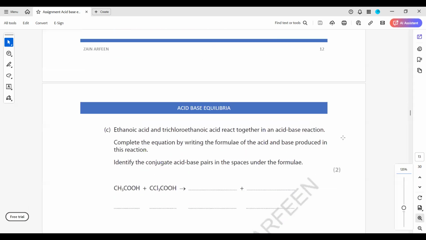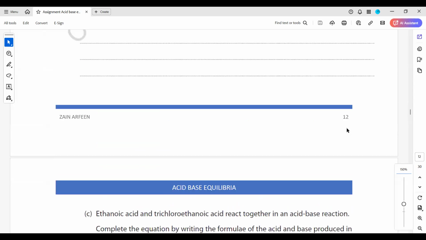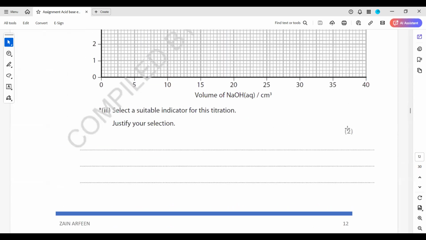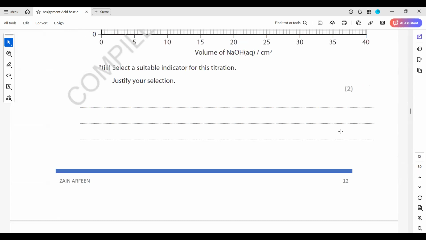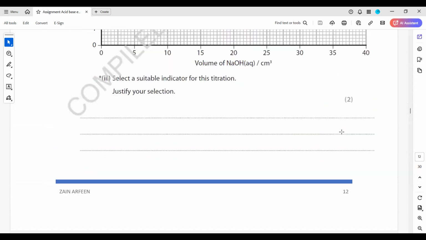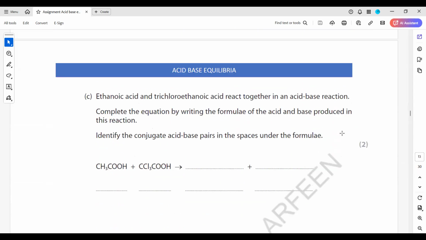Yes. Should there be an explanation for the answer? No, you do not need to justify your selection beyond this. You will mention the range of the indicator, and then mention that it is lying within the vertical region. The answer is to select the indicator and then say that its range is completely lying within the vertical jump of the titration curve. Okay.